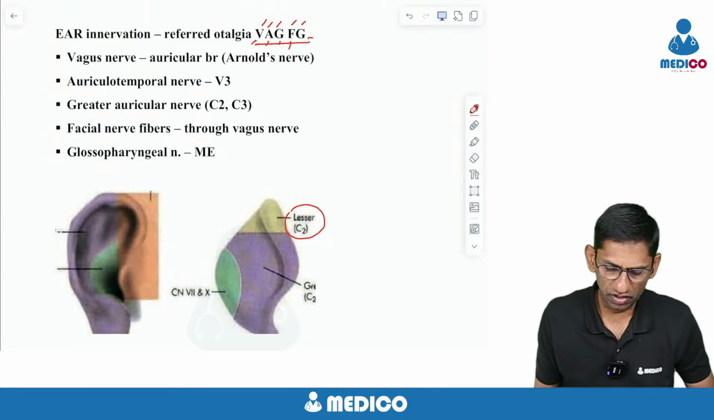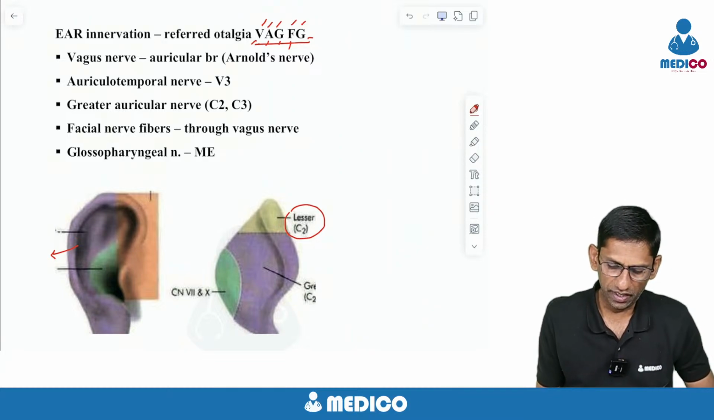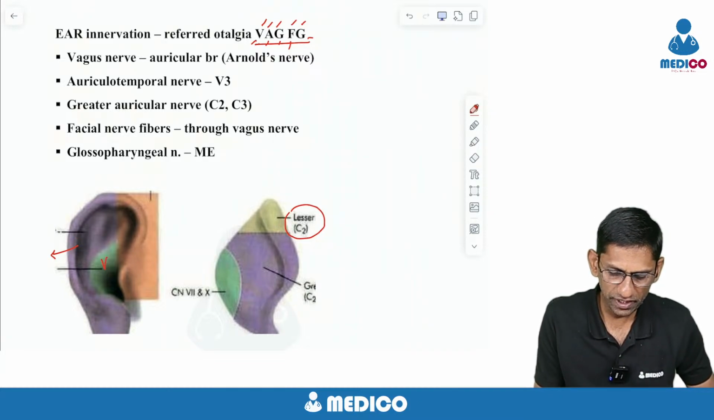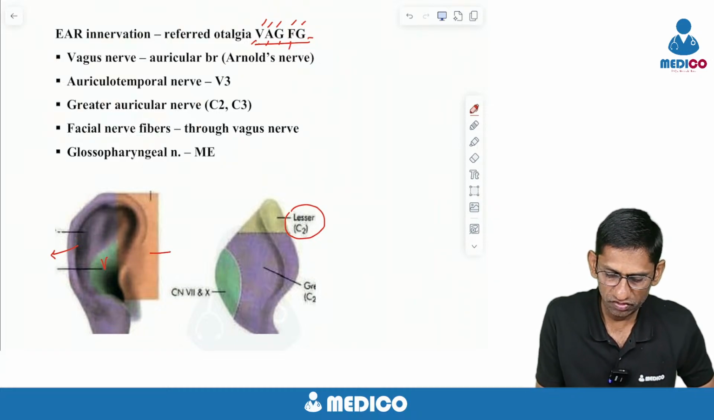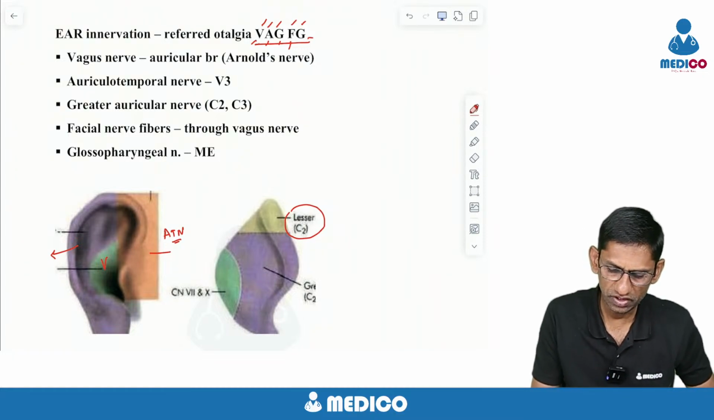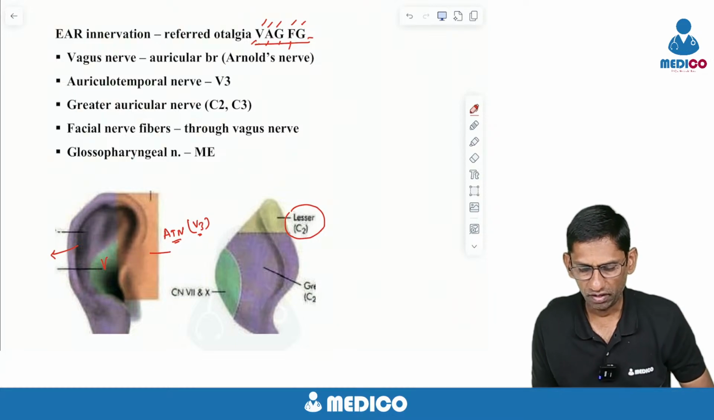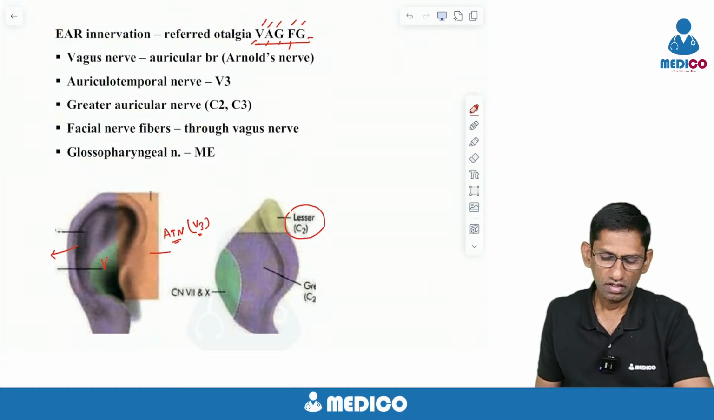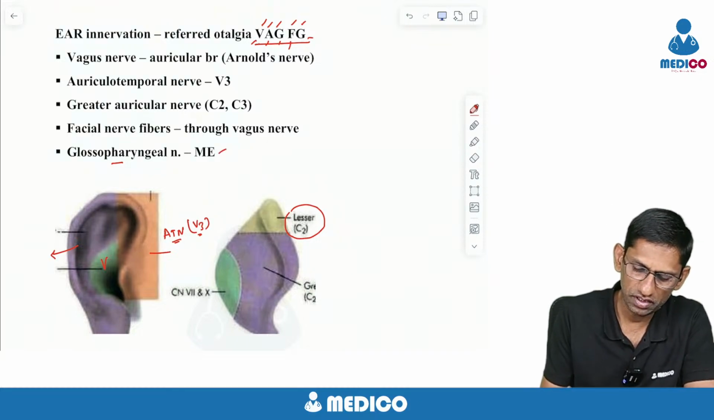Apart from that, the greater part of the ear is supplied by the greater auricular nerve, the violet area, and this green area is supplied by the vagus nerve, that's quite important, and the more anterior area is supplied by the auriculotemporal nerve from V3. So these are all the nerve supply of the external ear, and the glossopharyngeal, the Jacobson's branch, is the supply for the middle ear, we know that.